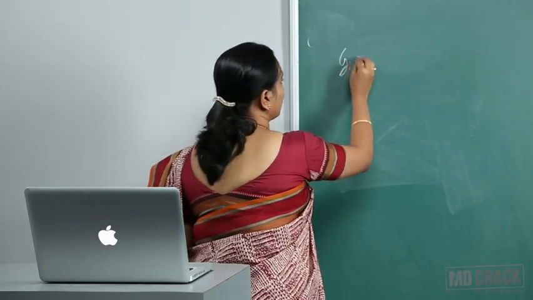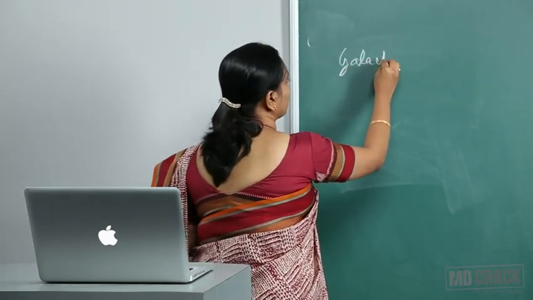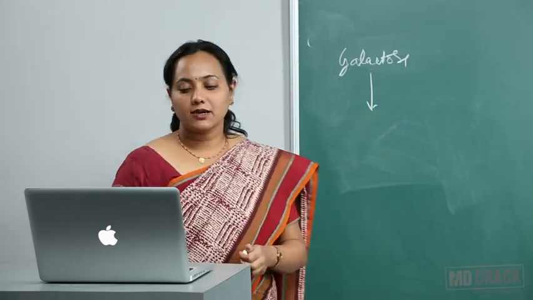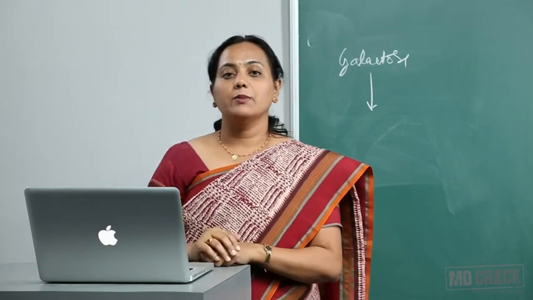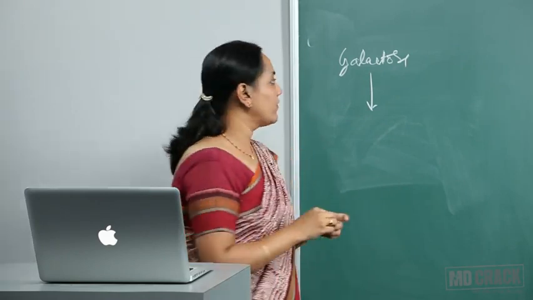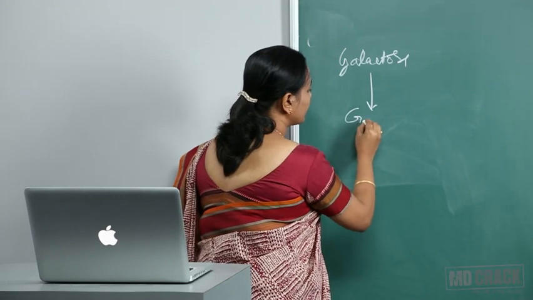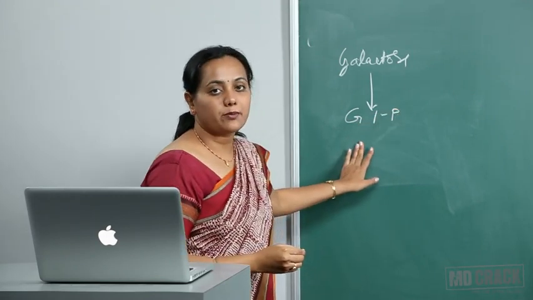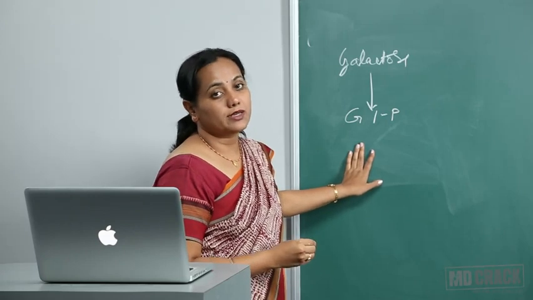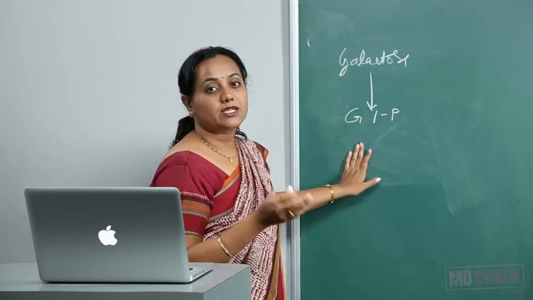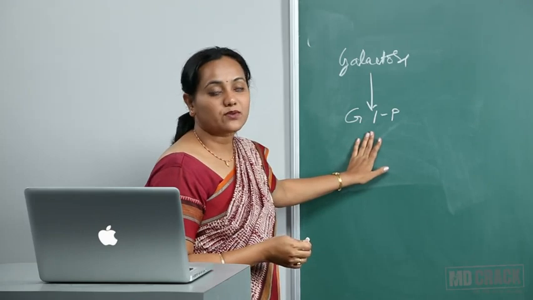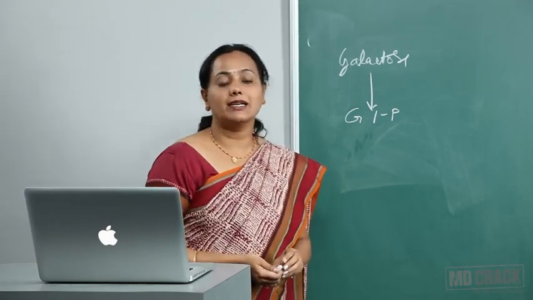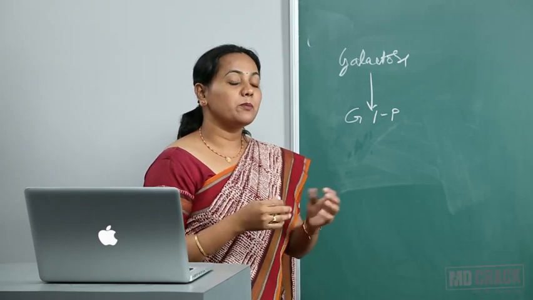So we have galactose, which will be converted by galactokinase to galactose 1-phosphate. What happens to it? Can it enter the glycolytic pathway? Unfortunately, no. There is nothing which can break down galactose 1-phosphate. So we have what is called galactose 1-phosphate uridyl transferase. A big name, big enzyme.